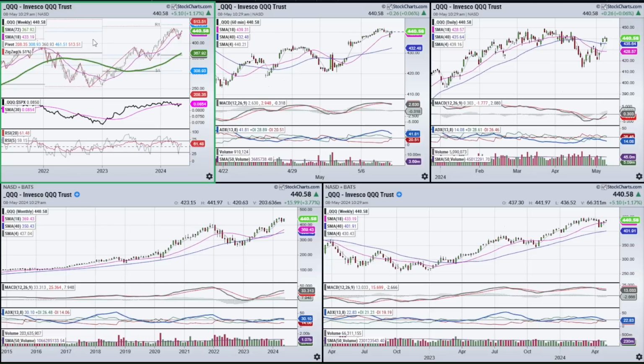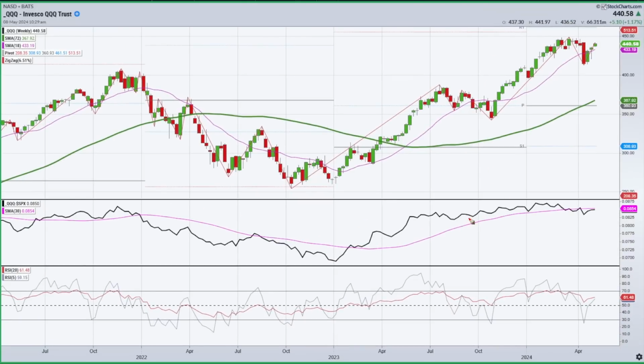All right, let's start going through some of the symbols, and we're going to first start with the QQQ. So, what I've been highlighting here is the fact that this has been outperforming. This is the relative strength line versus the S&P. It's been outperforming right up until about the beginning of this year, and then it started to drop.